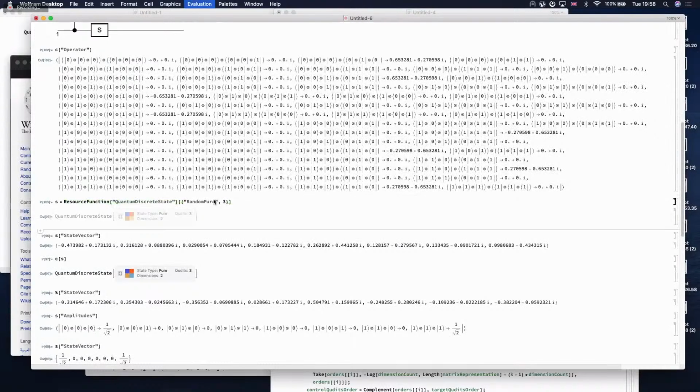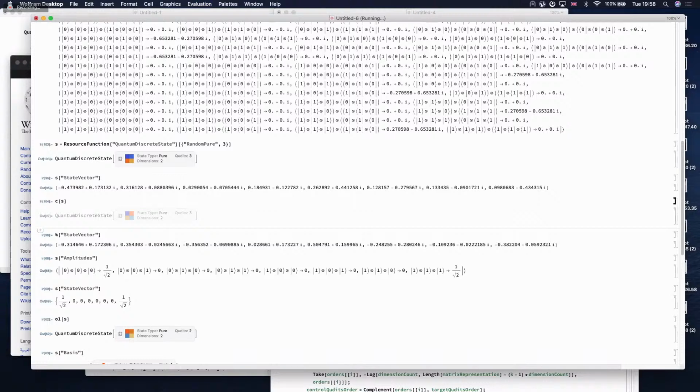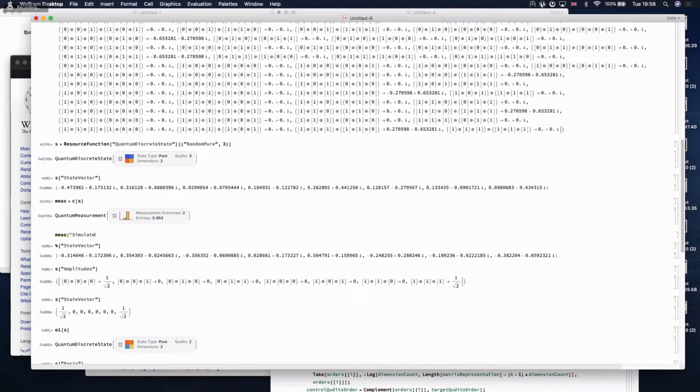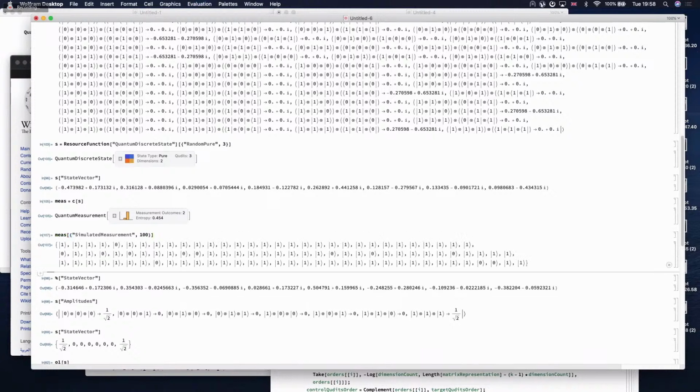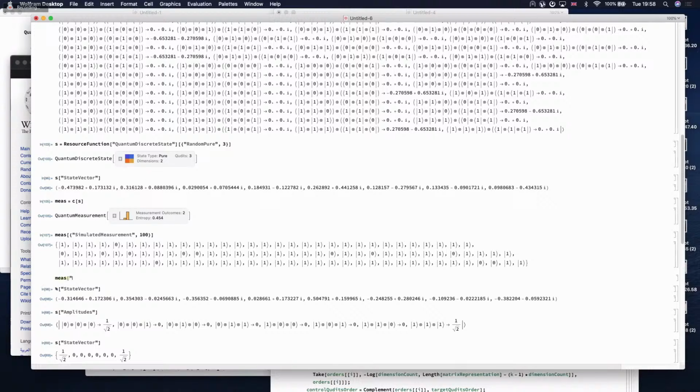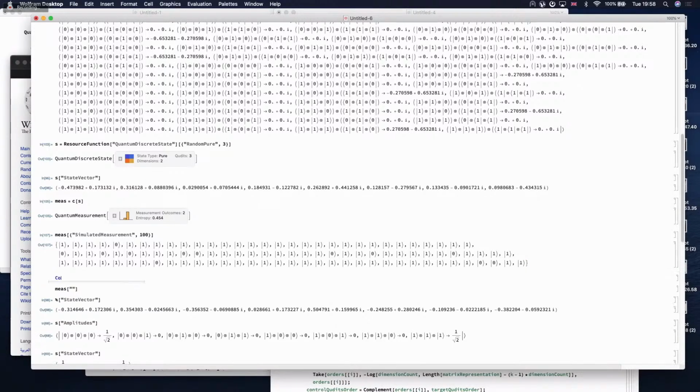If we do the same thing and apply circuit C to state S, now we don't get a quantum discrete state object. We get this abstract quantum measurement object. Now if we say simulated measurement, not very excitingly, we got back ket1. Obviously there are 2 measurement outcomes, ket0 and ket1. We could do 100 simulated measurements, and we can see we get mostly ket1s with the occasional ket0. Just say counts on that thing.